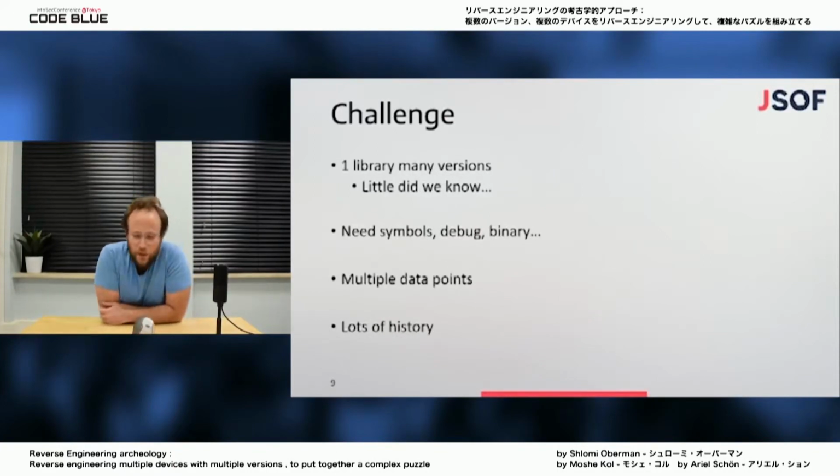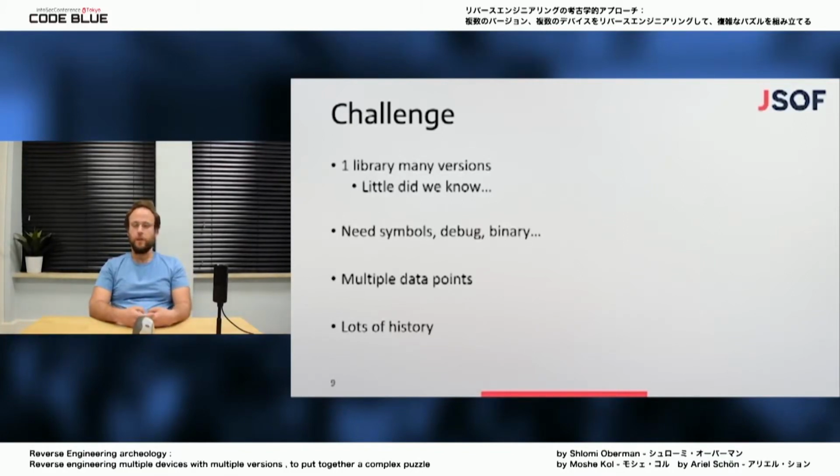So the challenge that we faced when we started looking into Ripple 20, except for the fact that we at first didn't even know where to look, which devices use Treck, etc., how to find devices, is the fact that despite being one piece of code, there are many versions.